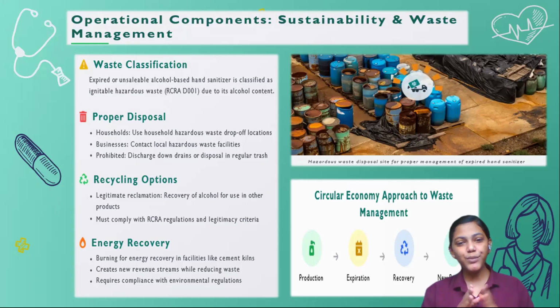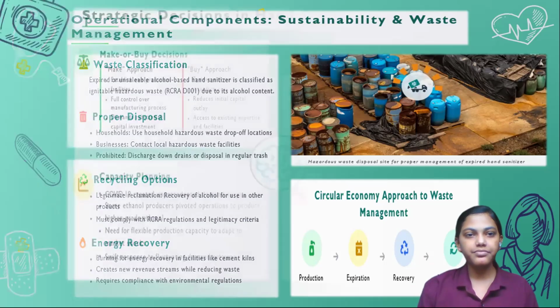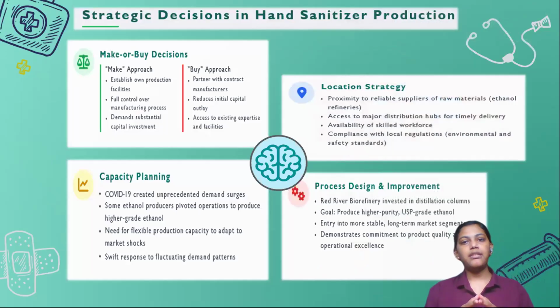Recycling options, there are various options. First of all, recovery of alcohol from the waste hand sanitizer can then be used in other products, but it must comply with RCRA regulations and legitimacy criteria. Then the circular economy approach to waste management. First is production, then expiration, then recovery, and then new products. First, the hand sanitizer is produced. When it expires, we can recover the alcohol from it, and then we use that recovered alcohol to make new products.